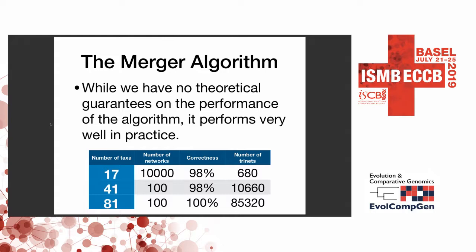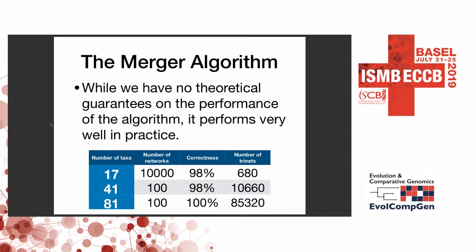We take every network, split it into all its trinets, and feed it to the merger algorithm. What we show here is that in the case of 81 taxa, for all 100 networks, once you feed it the trinets, the algorithm gives you the correct network in all 100 cases. Nothing added, nothing missing. For the 41, it's 98%. There is no reason to question why 41 doesn't get it and 81 gets it; this is just stochasticity. So the algorithm does very well in practice if you feed it the true trinets. This basically tells us that the algorithm is good, if the data is good.